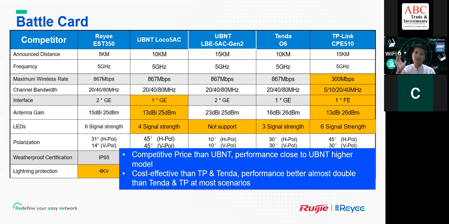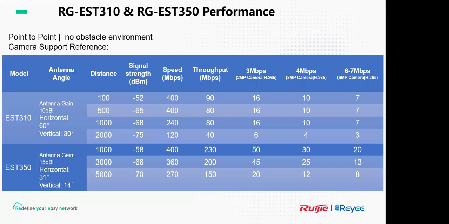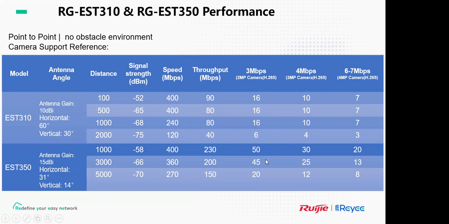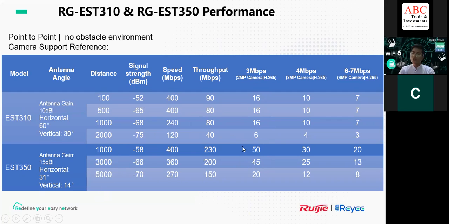Here is the real scenario test for our products ESC310 and ESC350. This is really important for your environment. If you are doing a project, a customer will ask how many cameras are supported at what distance, so you can check this table. The ESC310 supports 16 cameras at 2 megapixel, and throughput is 80. For the ESC350, at 1 kilometer we support 50 cameras, at 3 kilometers we support 45, and at 5 kilometers we support 20. So this is very useful for you.